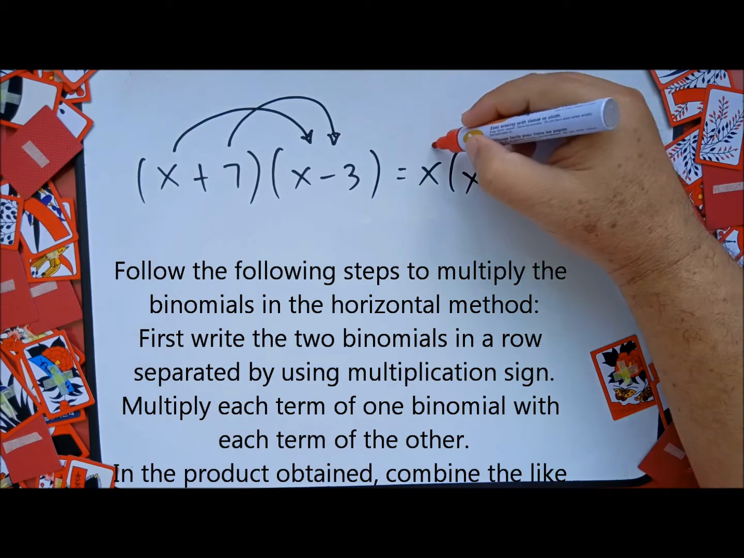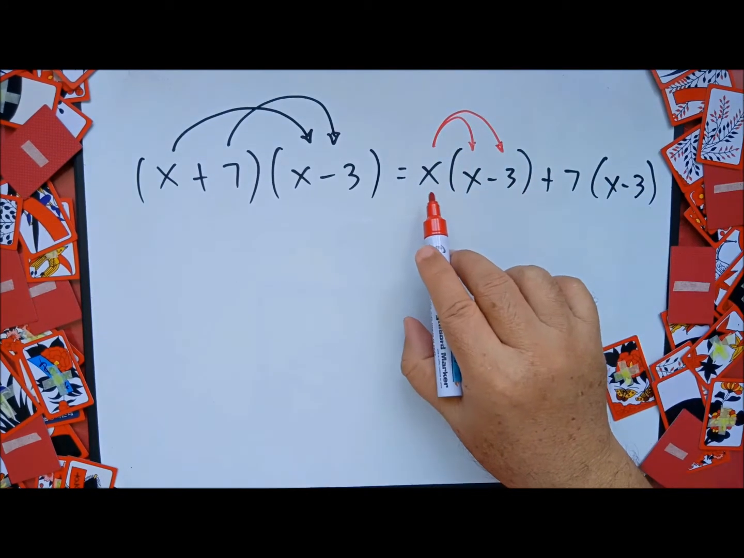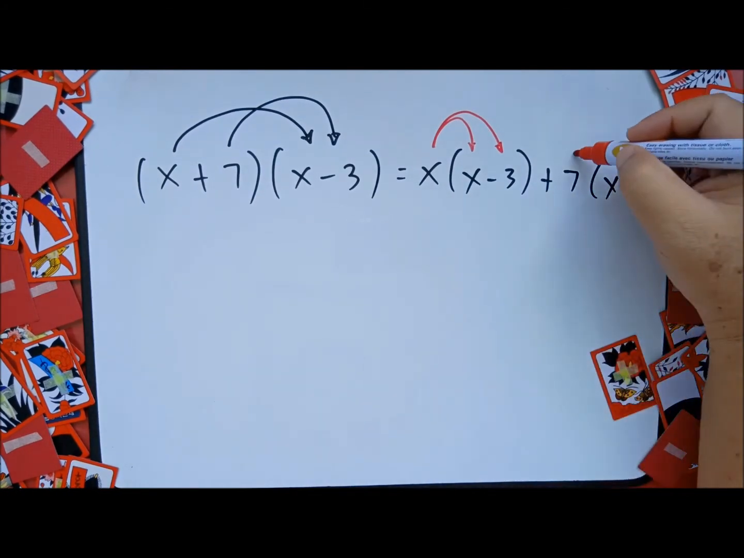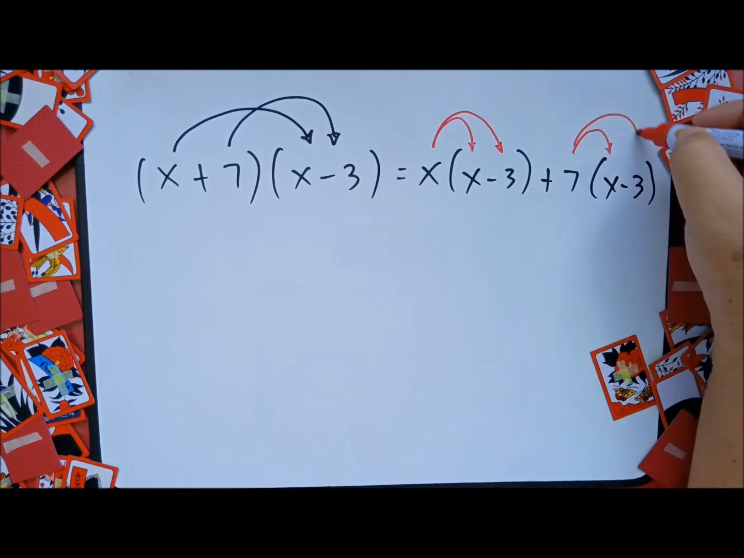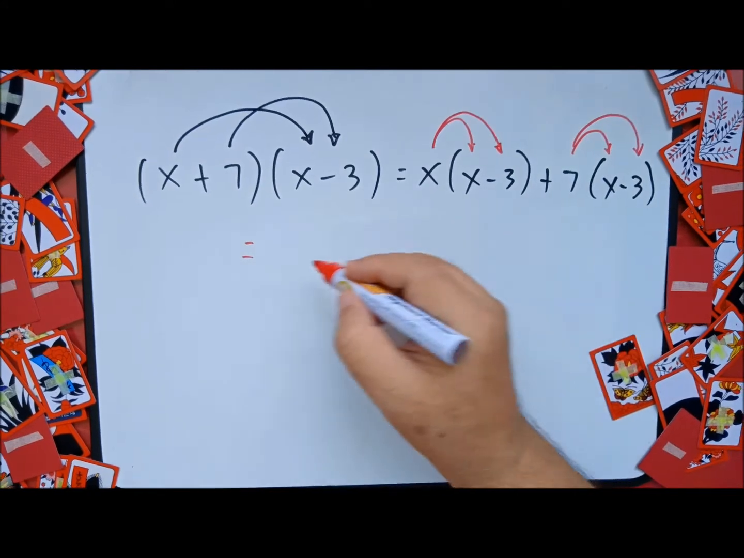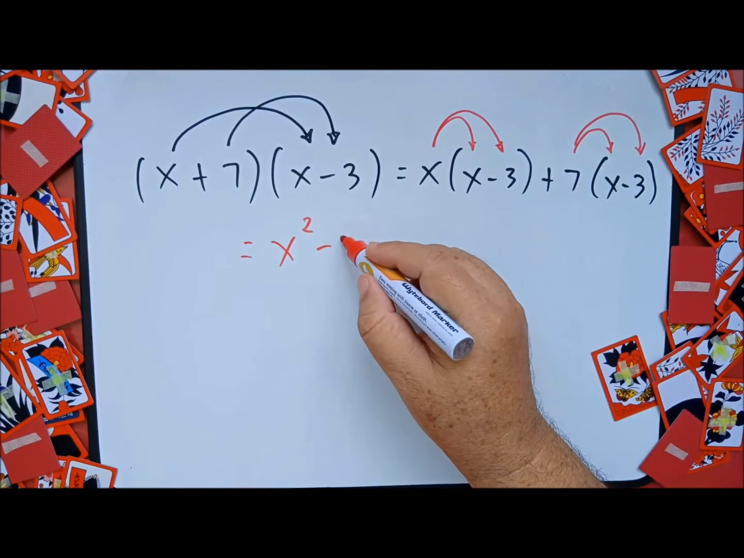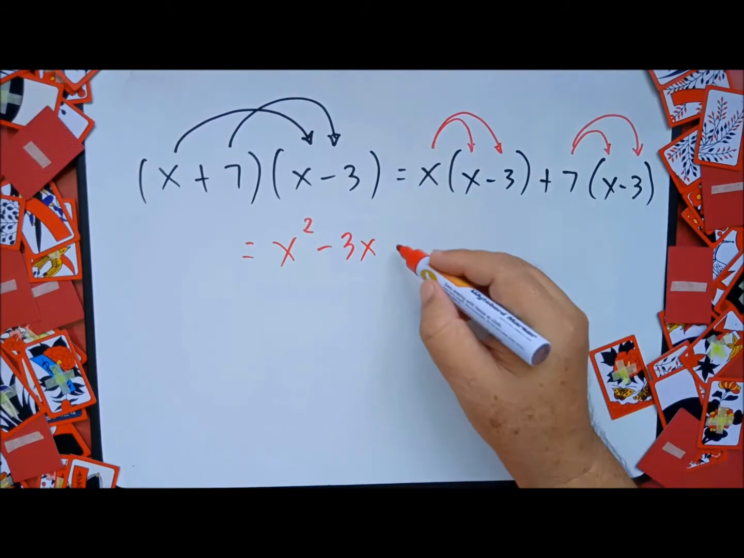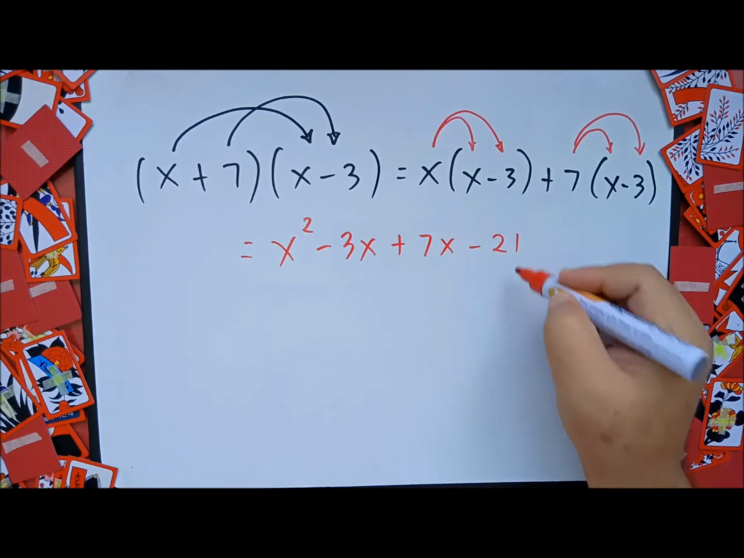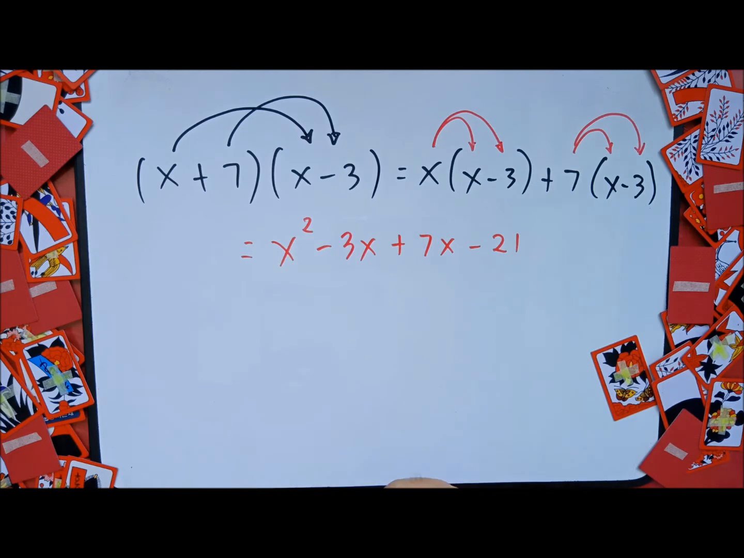Now, what will you do with that? Distributive property again. x times the first term, then x to the second term, 7 to the first term, and 7 to the second term. So what will happen? x times x is x squared. x times negative 3 is negative 3x, plus 7x, minus 21. Positive 7 times negative 3 is negative 21.